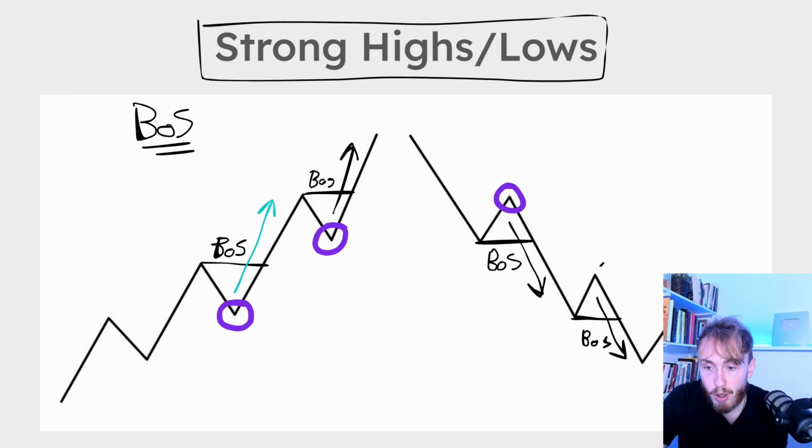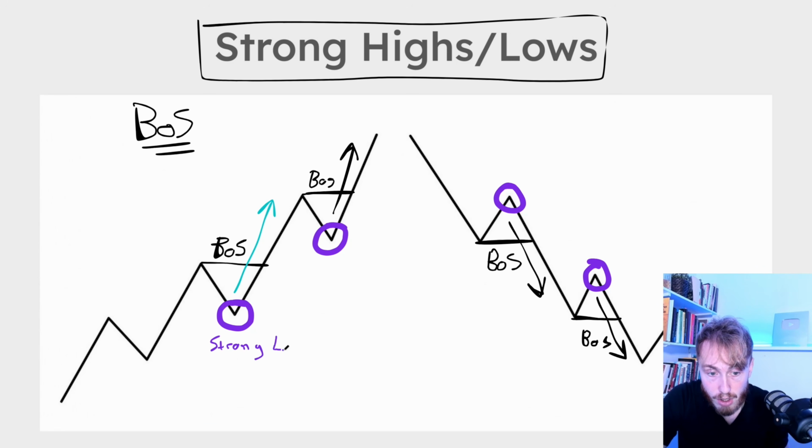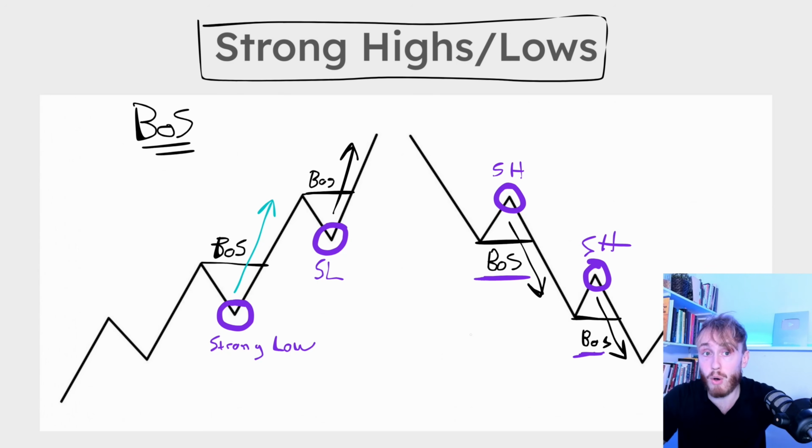So all of these purple points right here are strong highs and lows. So for example, this one right here is a strong low, right? And this one right here is also a strong low. We can write SL. This right here is a strong high. Why? Because this is the high that caused the break of structure. This right here is also a strong high. Why? Because this is a high that caused the break of structure, and so on and so on. And actually for this course, this is all you need to know. A strong low causes a break of structure to the upside. A strong high causes a break of structure to the downside.